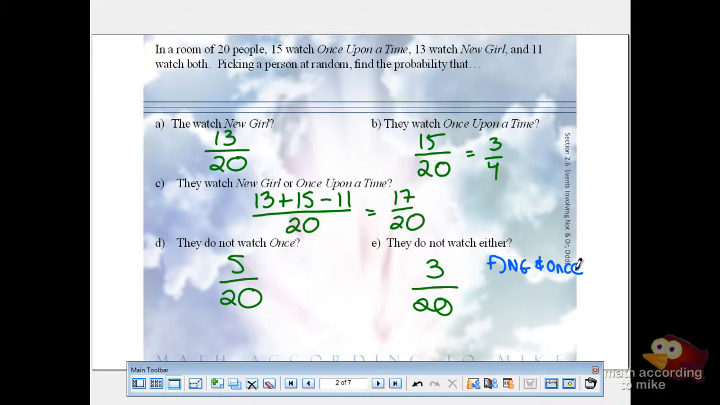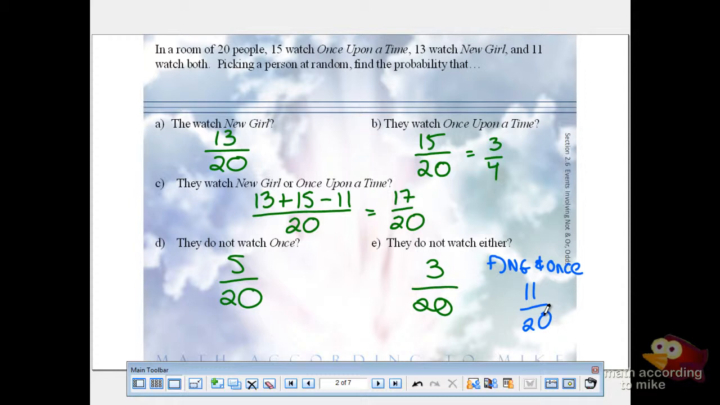Why? How many people are we picking? Picking a person at random, find the probability that. How many people are we picking? 1. When you're only doing one thing, and means overlap. It does not mean multiplying. So where's the overlap of the New Girl watchers and the Once Upon a Time watchers? How many of those are there? 11 watch both out of 20. So since we're picking one and only one person, the probability that they watch both is 11 out of 20. Do not multiply here. That's common mistake number 1.